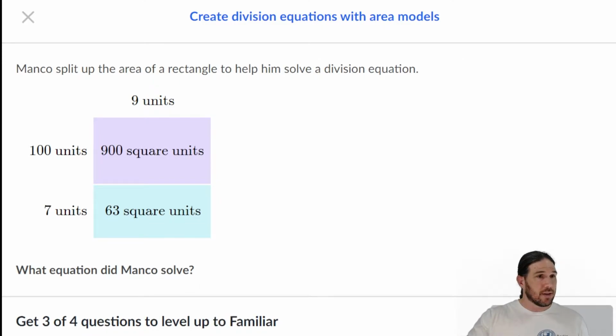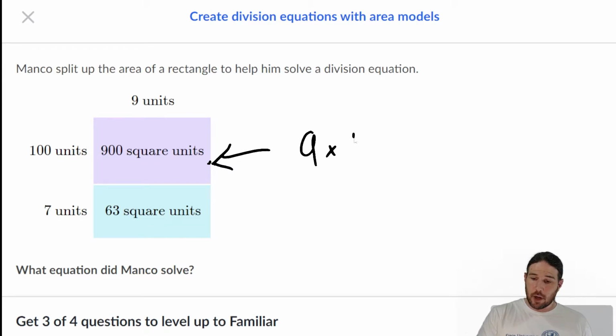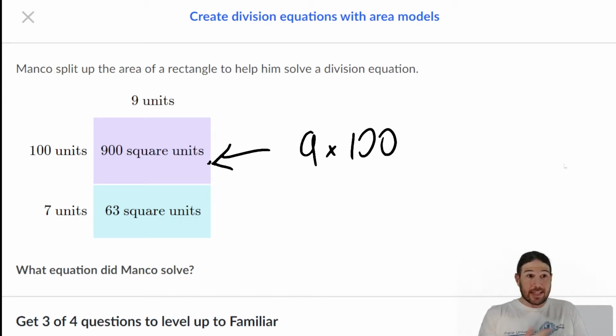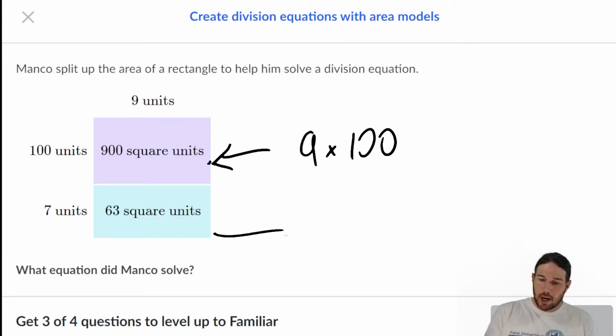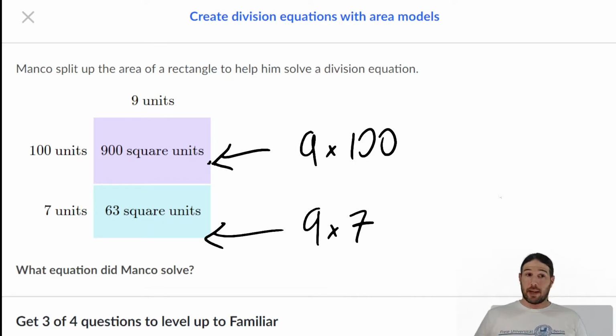So for example, this one here gets 900 square units by doing 9 times 100. That's 9 times 100 equals 900. This bottom one here is 9 times 7, which gets 63. So what is it that they are trying to divide? They are trying to divide... no, sorry, I got my numbers mixed up really quick.